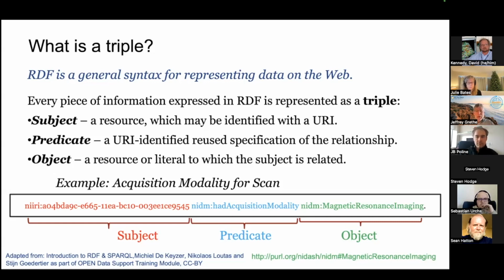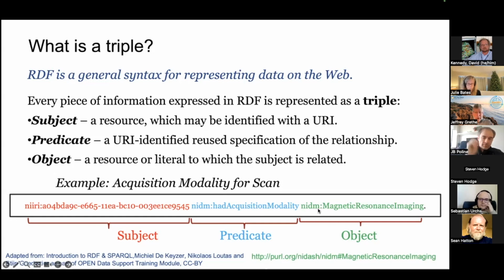These simple triples can describe very complex datasets, very complex information. The important point here is that because we're using standardized identities and identifiers for these objects, any of the scans that relate to the same acquisition modality will be using the same ID for the object. For example, below you'll see that the object is actually a URI.